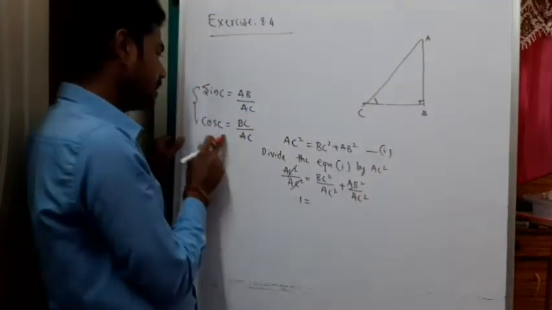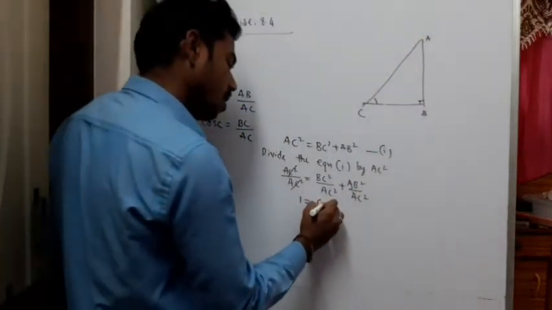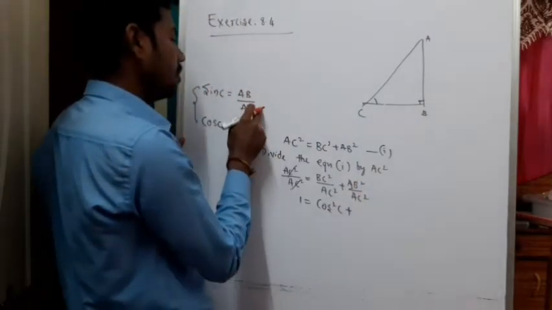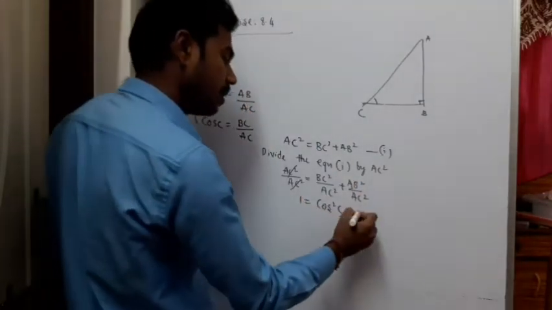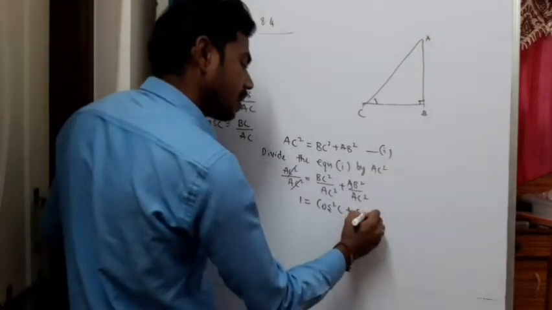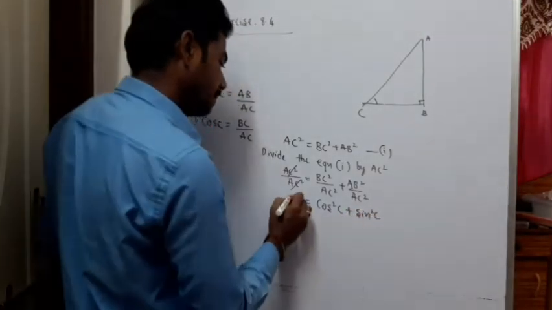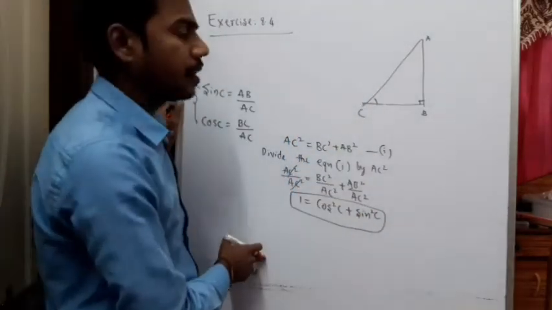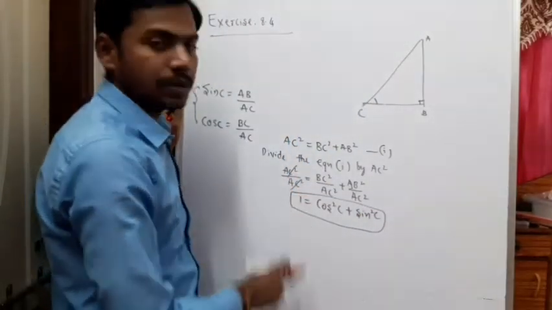1 is equal to BC square by AC square, which is nothing but BC by AC whole square. BC by AC is nothing but cos C. Cos square C plus AB square by AC square. AB square by AC square is nothing but sin square C. This is one of the identities. Please note this down. Later we'll go to other identities.